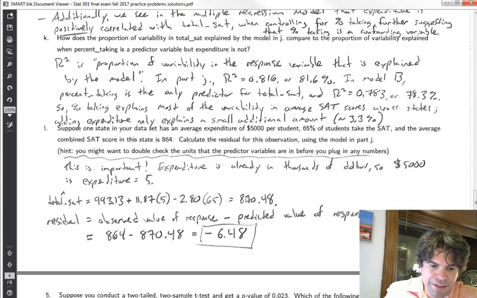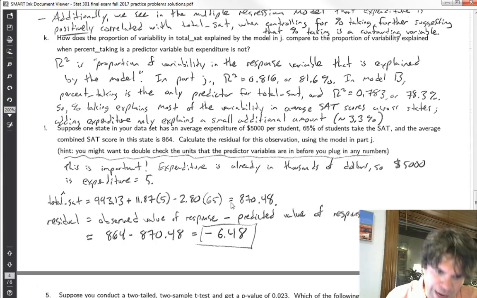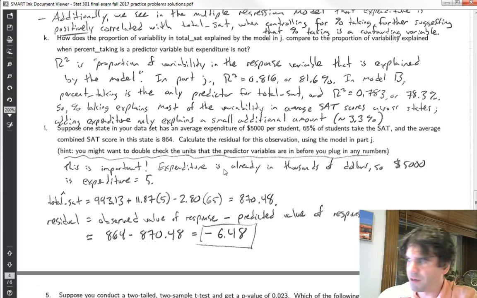And you crank that all out, you should get 870.48. The 0.48, well, that does make sense because it's an average. So we take that, that's our predicted value, we want to subtract that from our observed value. The observed value was given to us as 864, and so 864 minus the predicted value of 870.48 is negative 6.48.